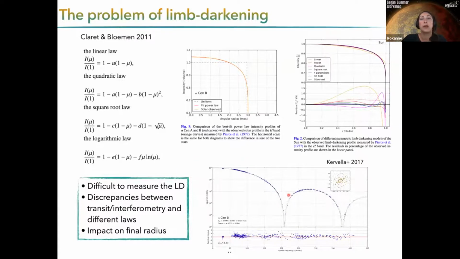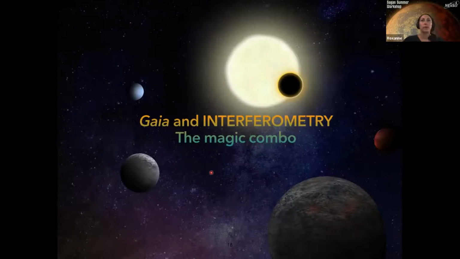Actually, if you want to measure the limb-darkened diameter, you need to go beyond the first 0 of your visibility. So this can happen only for very, very big stars. And the problem is that there are discrepancies between the limb-darkened diameter that we can measure with interferometry and the one that we can infer from the transit measurements, because during the transit you also have to consider the limb-darkened diameter, and of course it impacts your final radius. So now we know how interferometry works and how Gaia interferes here.